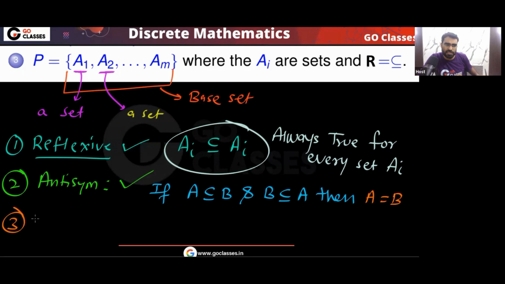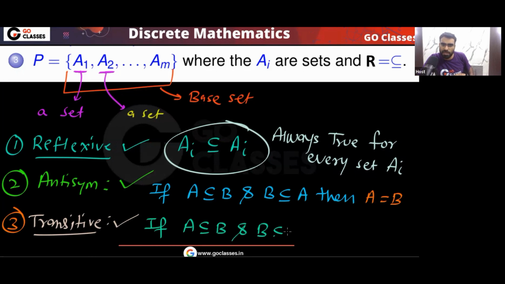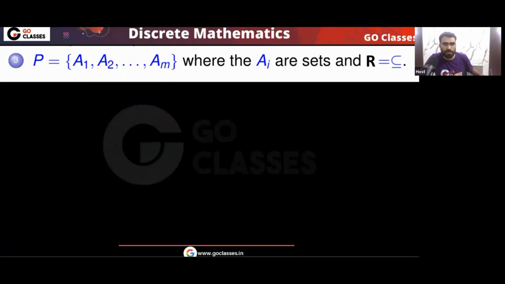And the third point, that is transitive. Yes, the subset relation is transitive also. Because if A is a subset of B and B is a subset of C, then I can say A is a subset of C. Yes or no? Is this clear? So very simple point. These properties are there. That is the reason I can say the subset relation is a partial order relation, because it is reflexive, antisymmetric, transitive.